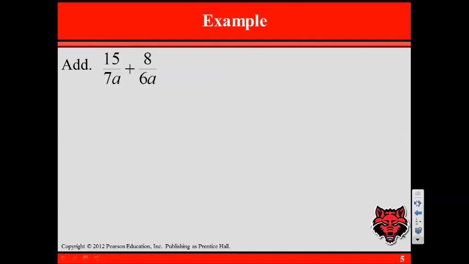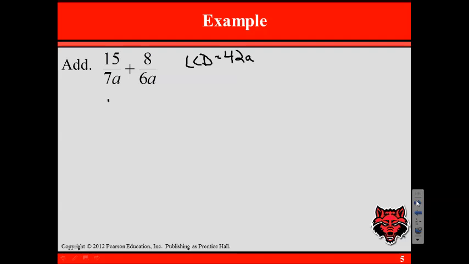Let's try an example. First, we want to add 15 over 7a and 8 over 6a. Now, using the process that was laid out in the last section, you would find that the LCD equals 42a. If you have any trouble finding the LCD, go back to the last section or ask your instructor. For the sake of time and space, we're not going to go through the entire process that has been explained once before. Now that we have an LCD, we need to multiply the numerator and denominator of each fraction so that we have the LCD.